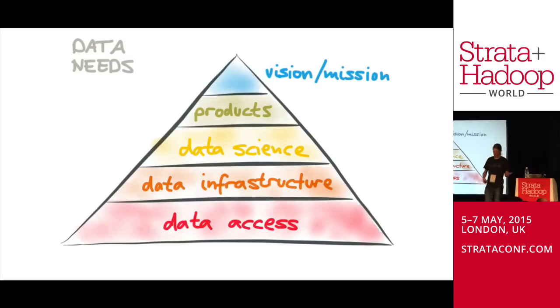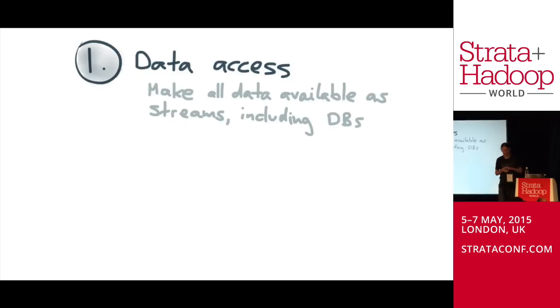So returning to this pyramid here of needs, what I've been talking about is this lowest level here of just getting hold of the data. And this data access problem becomes a lot more manageable if you can simply capture all of your data as these streams and put them in a central place. And that central place doesn't have to be Kafka, but Kafka does work pretty well for that.